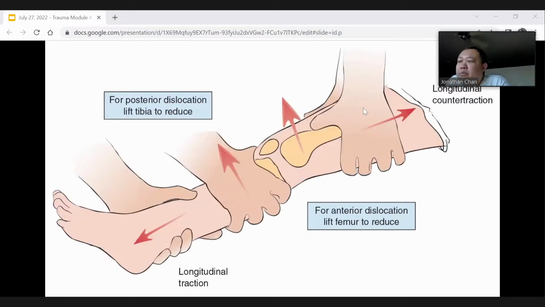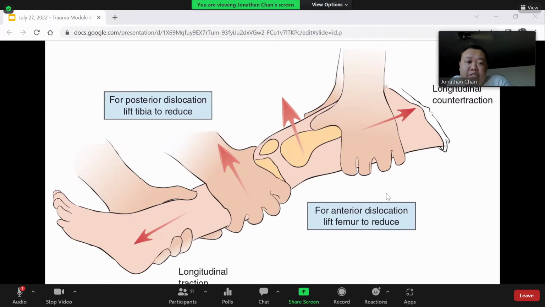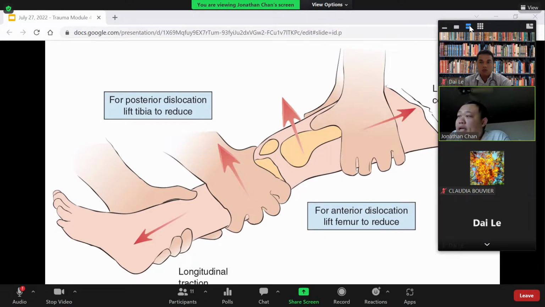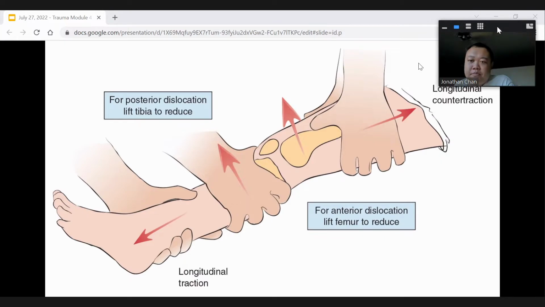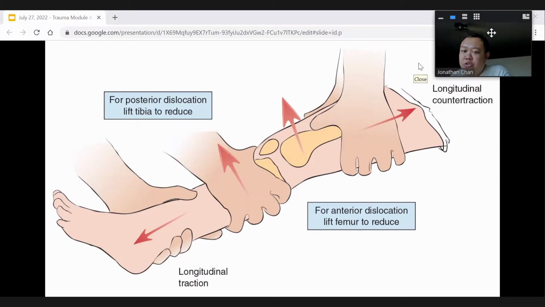So this is an example of how to reduce the knee by applying traction. You basically have one person holding onto the femur, and another person on the bottom applying longitudinal traction to the tib fib, and basically pumping the knee back into place. So again, if you see something like this in the trauma room and there's any kind of neurovascular injury there, you should reduce the knee.